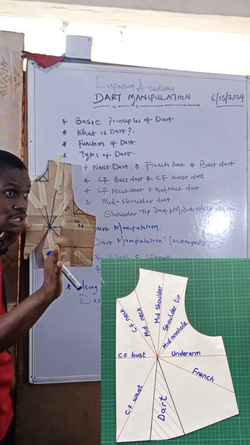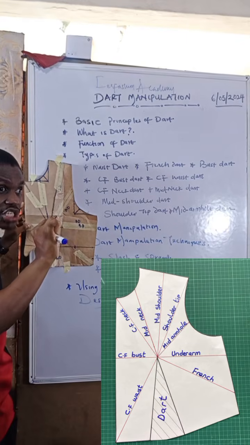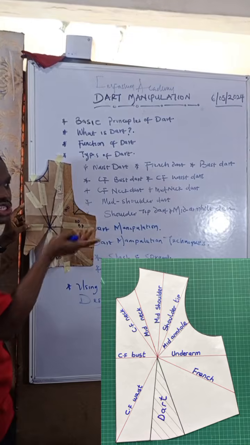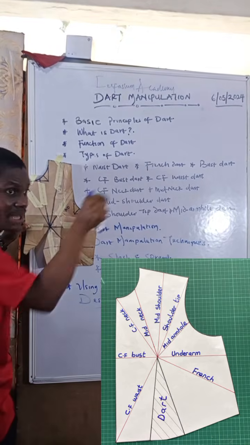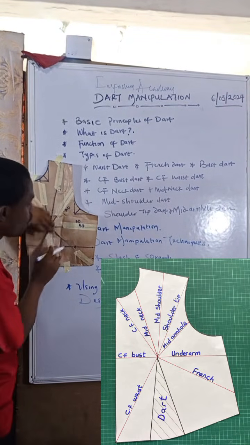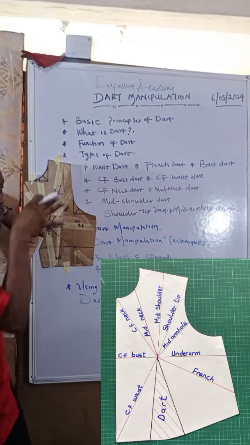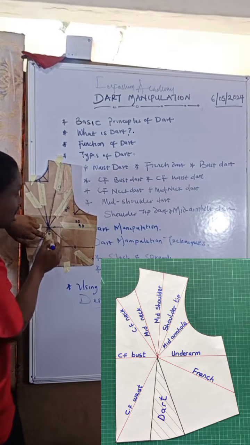Hope you guys know that, so as to avoid a sharp edge. Do you understand? We sometimes start 1 inch, 3/4 inch or half inch before the apex point. Let's say, for example, we want to do a waist dart. We start from here. You see it, from here to here, that is 1 inch before.